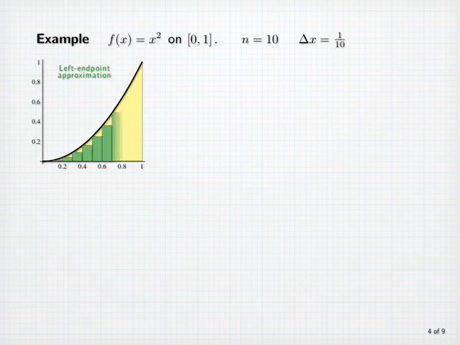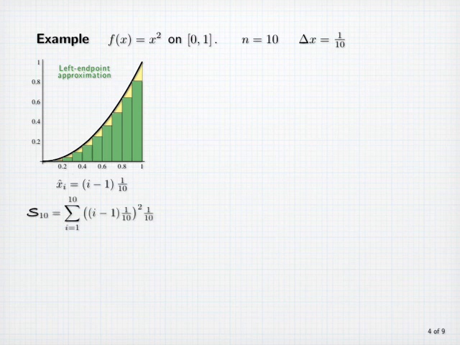Now let's begin with the left endpoint approximation. We'll compute the sum of the areas of the rectangles in the figure. We let x hat sub i equal the left endpoint of the ith subinterval, which here is 0 plus i minus 1 times 1/10. Notice this gives us x hat 1 equal to 0, x hat 2 equals 1/10, x hat 3 equals 2/10, and so on. The sum of those rectangle areas is S10 equals the sum as i goes from 1 to 10 of f of x hat sub i, which here is i minus 1 times 1/10 quantity squared times delta x, or 1/10.